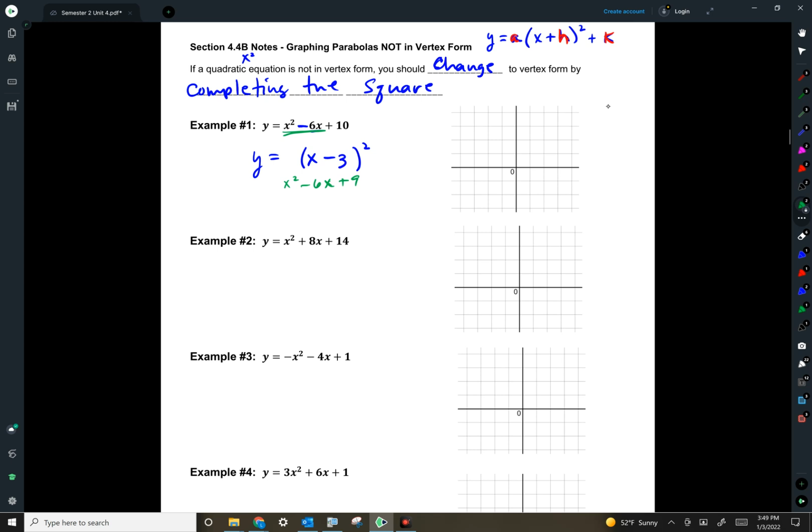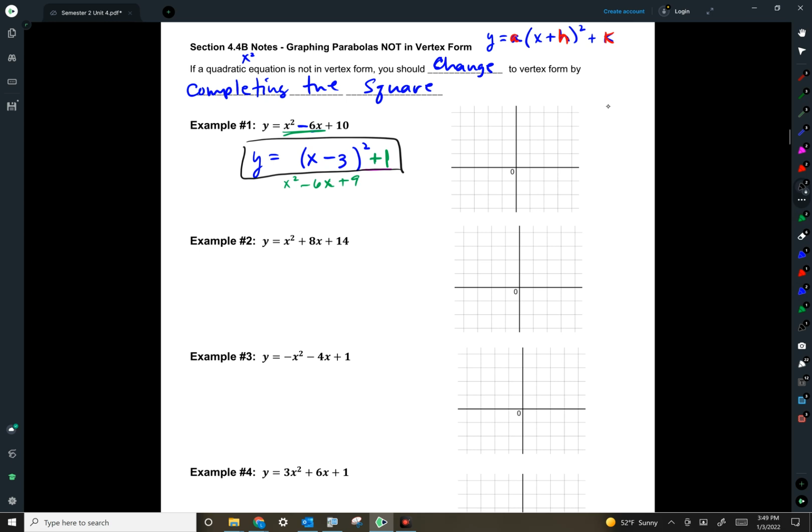So if I leave it just x minus 3, then I've changed it to be x squared minus 6x plus 9. But I want it to be a plus 10. So what do I need to put out here at the end that'll turn that plus 9 into a plus 10? Well, don't I need to add 1? Because if I add 1, now it's not plus 9, but it's actually plus 10. So what that means is the actual vertex form is this whole thing. It's not just x minus 3 squared. It's x minus 3 squared plus 1.